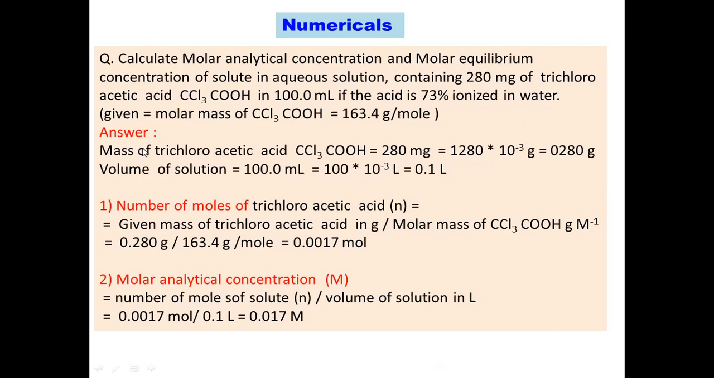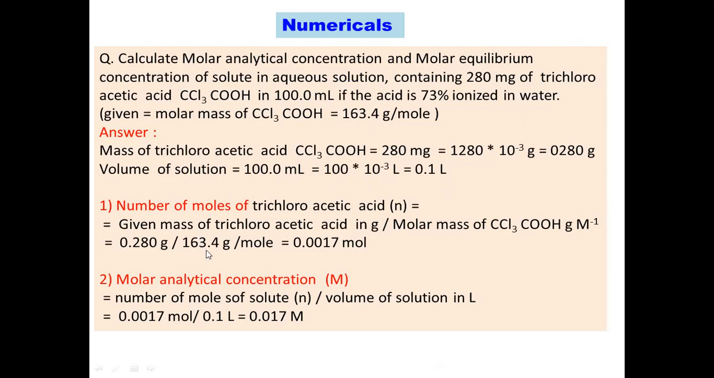So here are the given quantities. The mass of trichloroacetic acid, CCl3COH, is given as 280 milligram, and that is converted into 280 into 10 raised to minus 3, so that is 0.280 gram. Here is some typo mistake. The volume of solution is 100 ml, which is already given here. That is again converted, 100 into 10 raised to minus 3 liters, so that is 0.1 liter. 100 ml is equal to 0.1 liter. So we have converted these quantities into gram and liter.